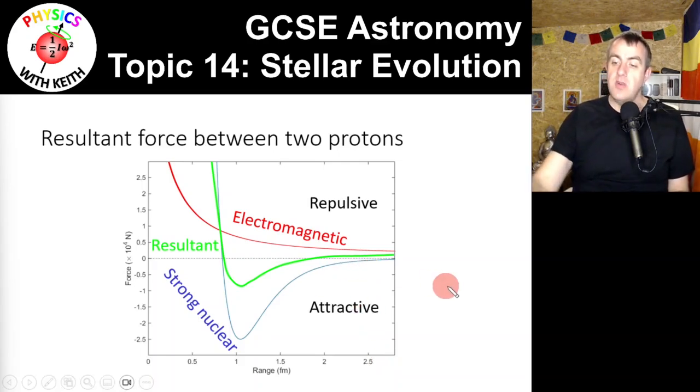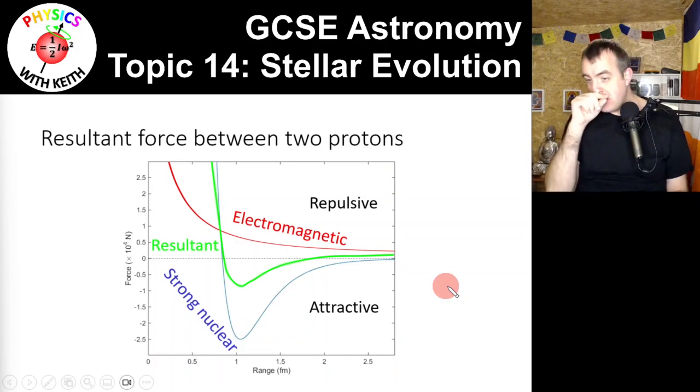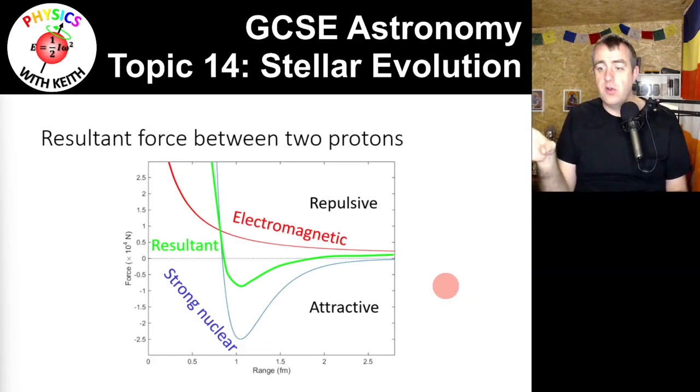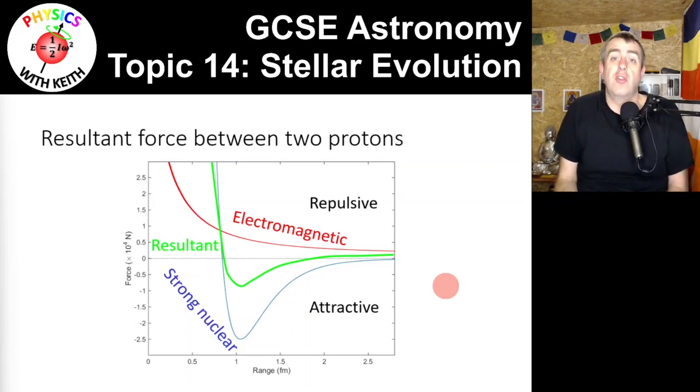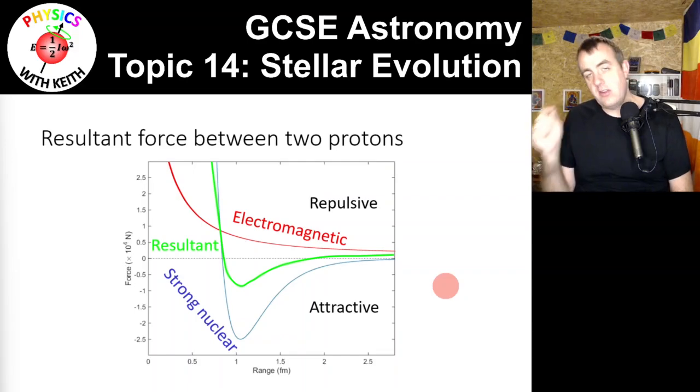Now, at a reasonable range, about 3 femtometers, the strong nuclear force doesn't act, or at least the range of it is far too short. You don't experience the strong nuclear force at that sort of range. As you bring two protons together, the strong nuclear force gets greater and greater in magnitude.